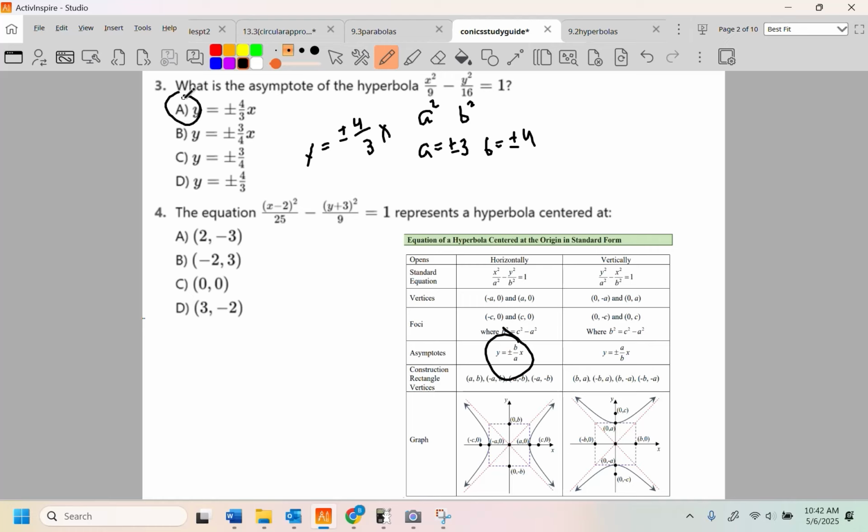All right, the equation x minus 2 squared over 25 minus y plus 3 squared over 9 equal to 1 represents a hyperbola centered at. And again, we're starting with x. And the notation here was h, k. It's a slightly different slide, but we change signs to get 2, -3. That's not a new skill.